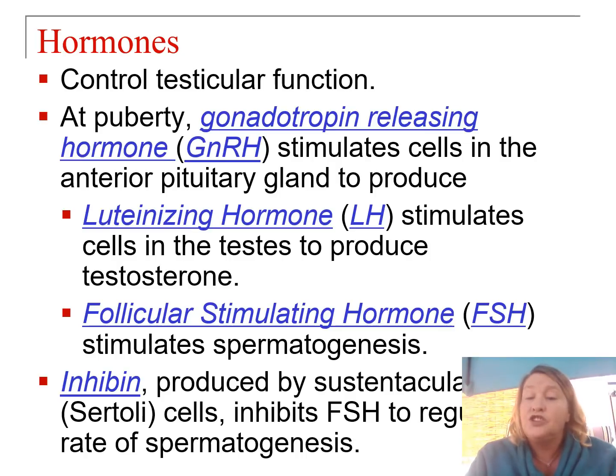And then finally, I mentioned prior that inhibin is released by Sertoli or sustentacular cells. Inhibin actually inhibits FSH, and so it's a great regulator for spermatogenesis to increase or decrease the amount of sperm that's produced.